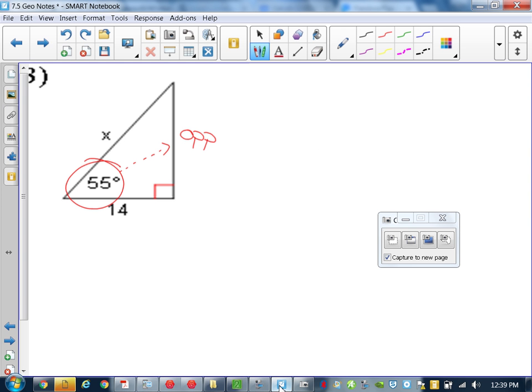Which makes the 14 a what? Makes it the adjacent. And the x has to be a hypotenuse. That's what we're looking at doing here. We're trying to come up with a way to label these things without making it too crazy. That's really all.